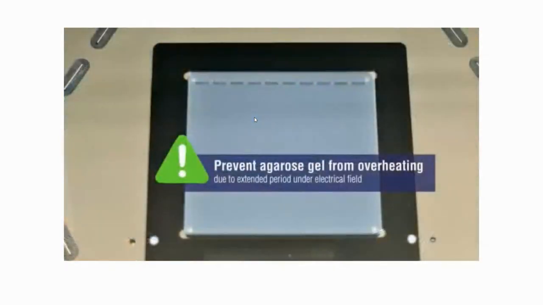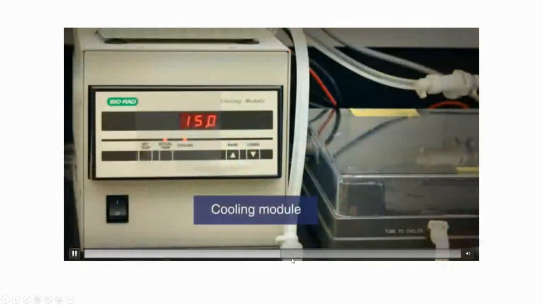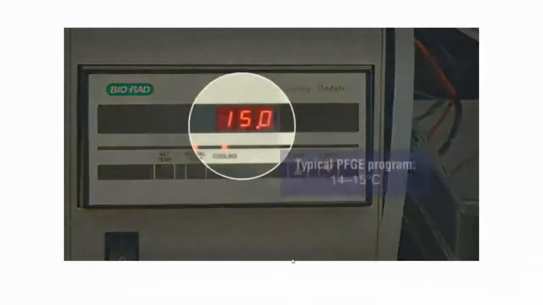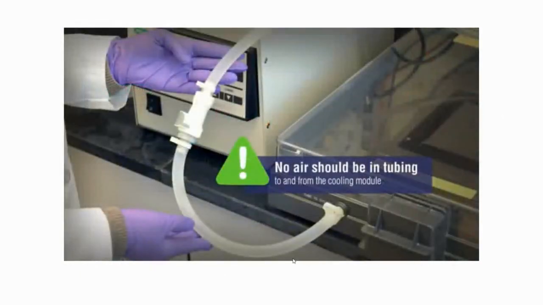To prevent the agarose gel from overheating due to the extended period under the electrical field, which could result in a loss of resolution, a cooling module adjusts the temperature of the buffer. A typical PFGE program is run at 14 or 15 degrees Celsius. It is important that no air is left in the tubing to and from the cooling module.